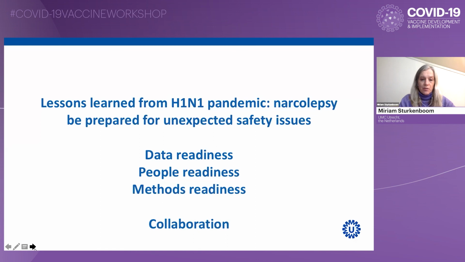So what we see in terms of readiness, at least in the higher income settings, is that there is data readiness, both in terms of passive surveillance, active surveillance through cohort event monitoring, but also large linked databases that are ready. People are ready actually to work with each of those data, and the methods have been defined and gone through stakeholder input. So all of that is ready, but we know from the H1N1 pandemic, when we were also ready to look at certain events, that narcolepsy popped up as an unexpected safety concern.